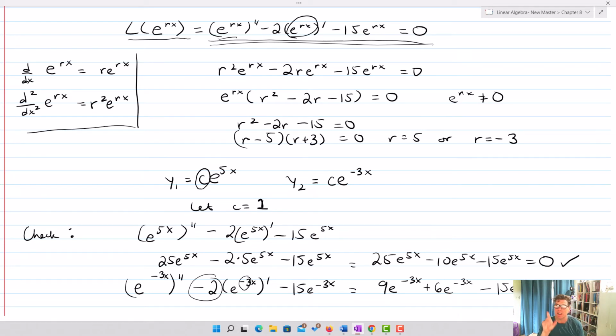The next question that we want to ask is whether or not these solutions are in fact linearly independent. Because if we have two linearly independent solutions, then we actually have a basis for the solution space. Okay? So let's actually ask and answer that second question.